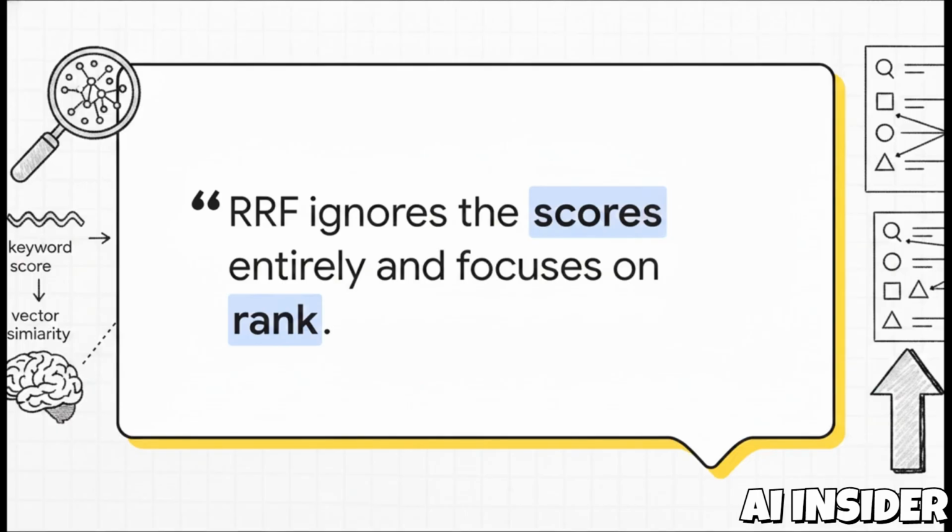As AI researcher Guillaume Laforge puts it, reciprocal rank fusion, or RRF, ignores the scores entirely and focuses on rank. By operating purely on the position of a document across multiple search lists, RRF perfectly merges those totally incompatible search scores to find the absolute most relevant data.